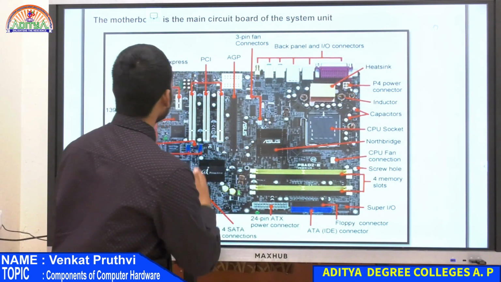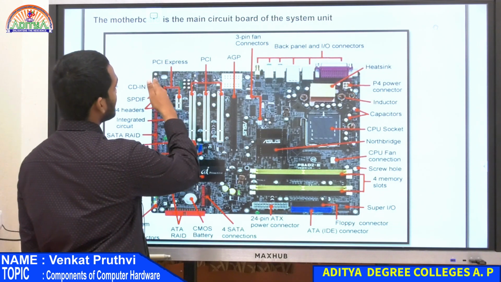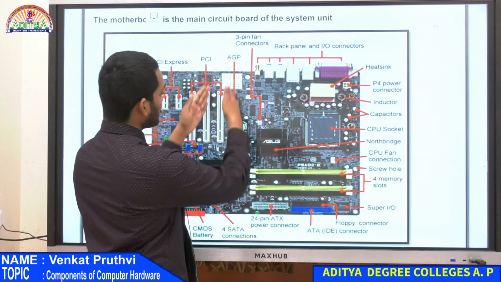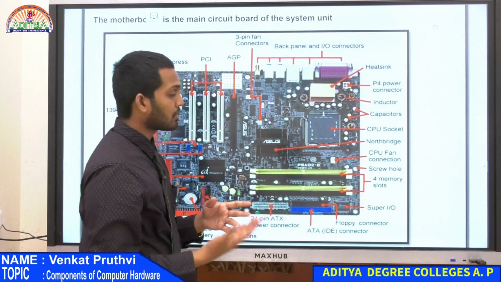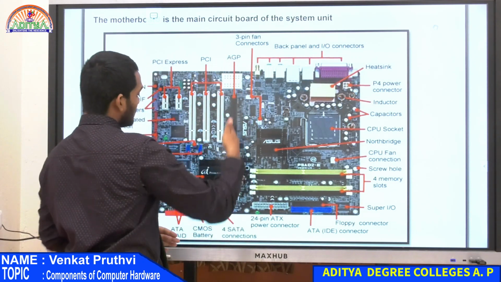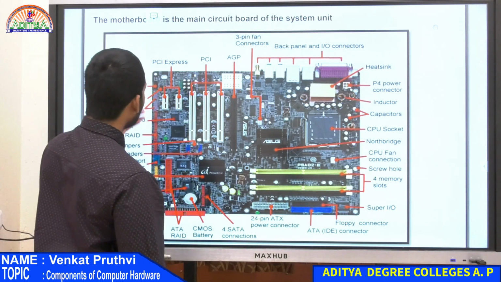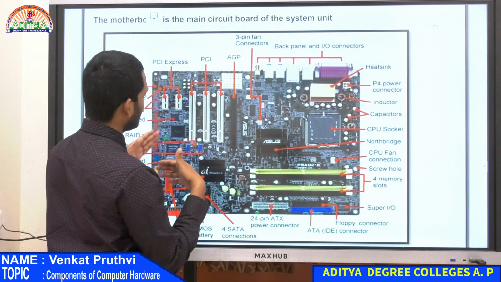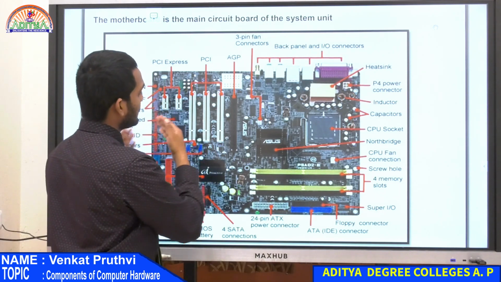So after this, once you have an idea about some of the components, in the second stage what you have to understand is the main important thing is PCI Express, PCI AGP. What is AGP? AGP is your graphic port. Whatever graphics that you have for your computer, they are all connected over here.